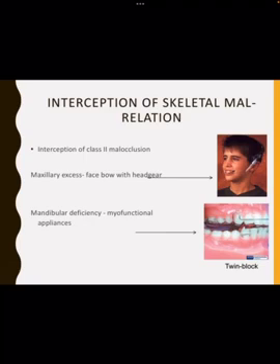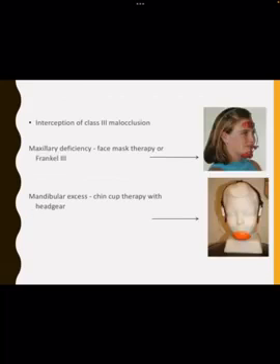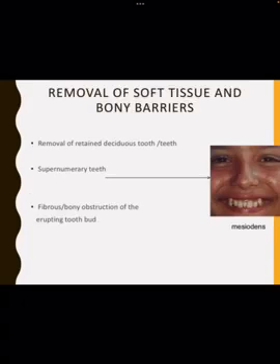Now coming to interception of skeletal malrelation, interception of class 2 malocclusion. Skeletally, if there is a maxillary excess, you can use a face bow with a headgear. And in case of mandibular deficiency, you can go for myofunctional appliances like twin block, Frankel, activator, etc. Coming to interception of class 3 malocclusion, if there is a maxillary deficiency, a face mask therapy or a Frankel 3 appliance can be given. In case of mandibular excess, a chin cup therapy with headgear is advised.